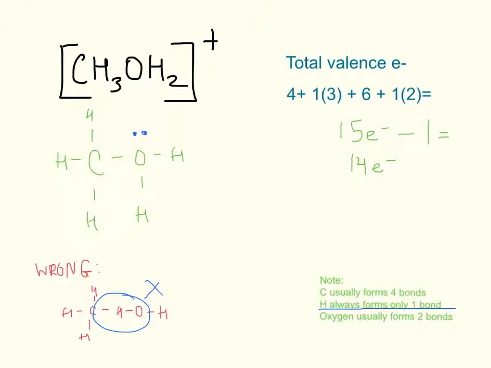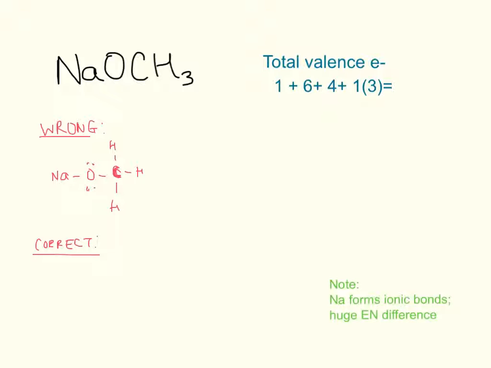And let's count up again. Do we have 14 electrons? 2, 4, 6, 8, 10, 12, 13, 14. Yes, we do. And that right here is the correct answer. Let's do one more example.